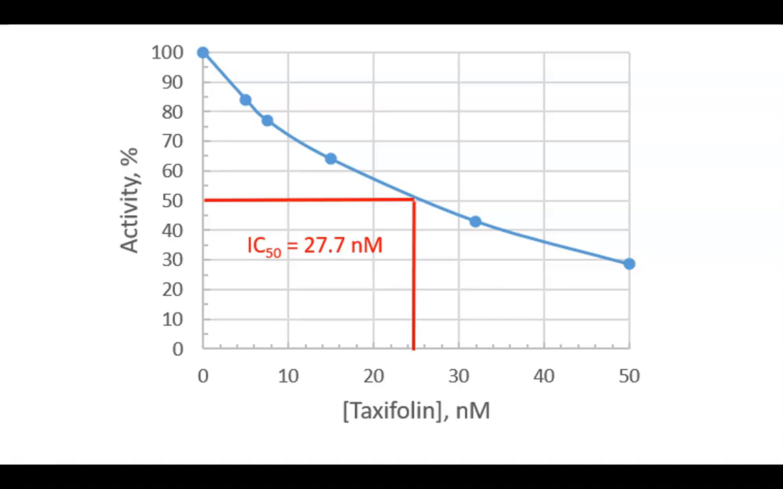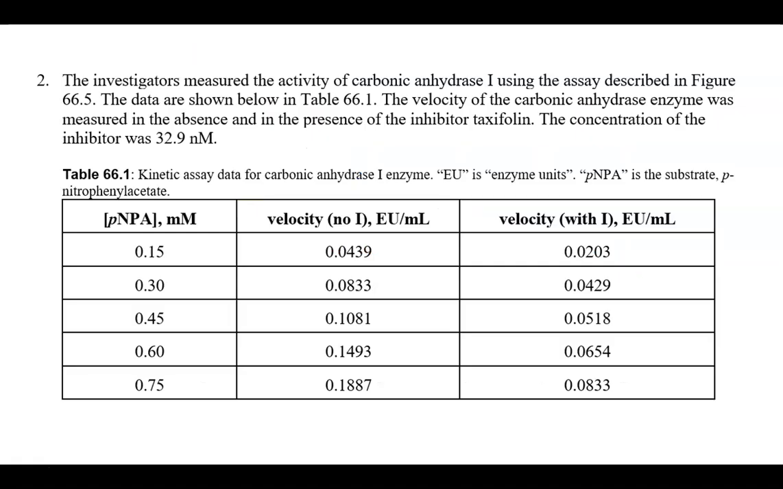The values that you get here are a little bit different. Again, these are values that I plotted on my own, and I didn't have the raw data, so they might not have been exact. But the values reported here are the ones that the authors reported in their paper. So as long as you got something close, that was fine. Here they report 27.7 nanomolar as the IC50 for carbonic anhydrase 1.